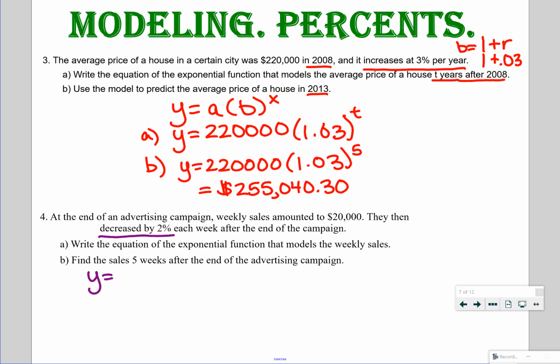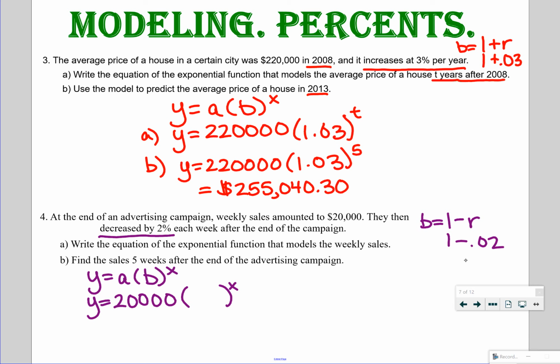So again, let's start with y equals a times b to the x. My starting amount for that week was 20,000. And then each week after, it started to decrease by 2%. So here to calculate b, if you're decreasing by a percentage, you're going to do 1 minus your r value. So 1 minus 0.02 is going to give me 0.98, which means every week after, it's only worth 98% of what it was worth the week before, which shows that 2% decrease. That's your answer to part A.